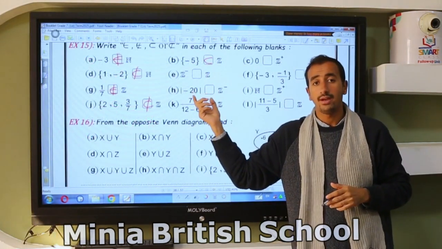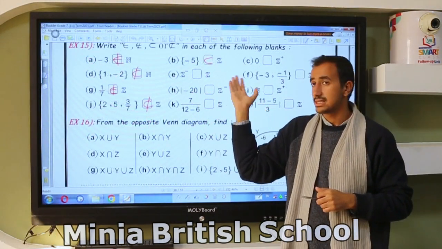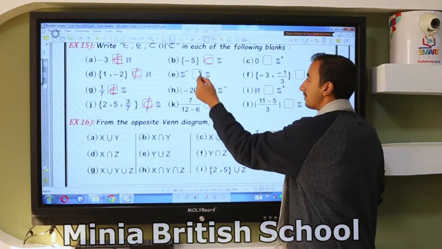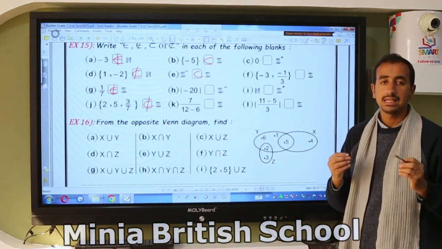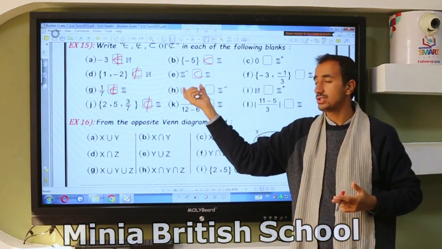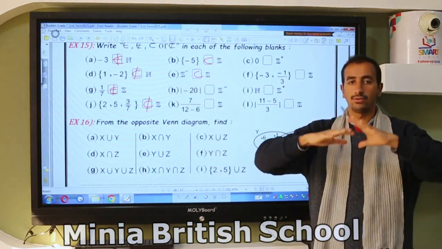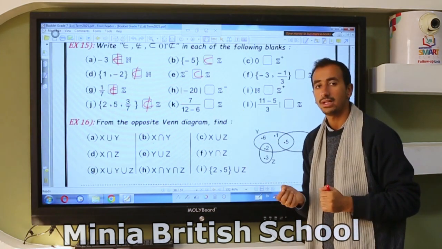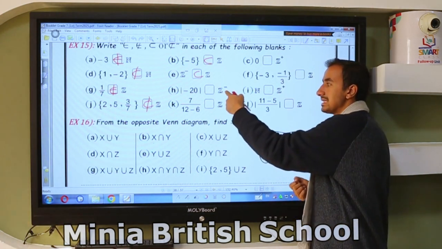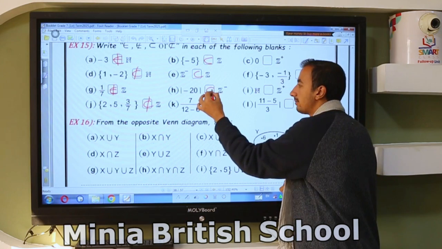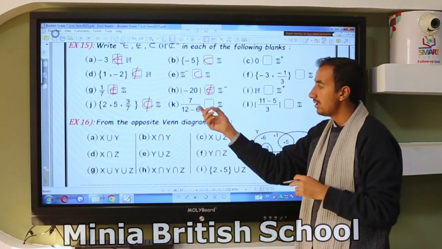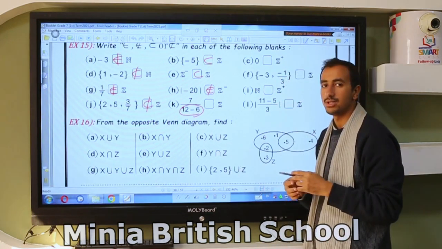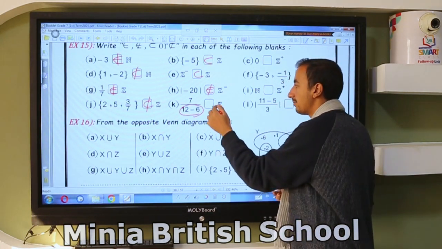Letter E, here we have Z negative with Z positive. Z negative is all the negative integers, with Z positive, it's a subset because it means a subset of integer numbers. Negative with a subset of all integer numbers is a subset. Here, letter H, absolute of negative 20 is 20 with Z negative, not belong to. Here I have 12 minus 6, it will be 6.